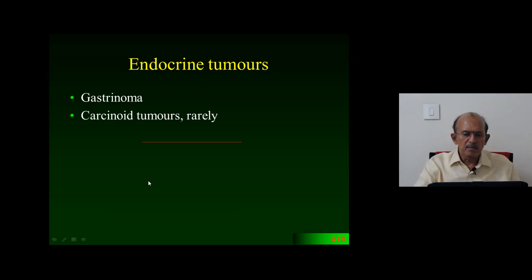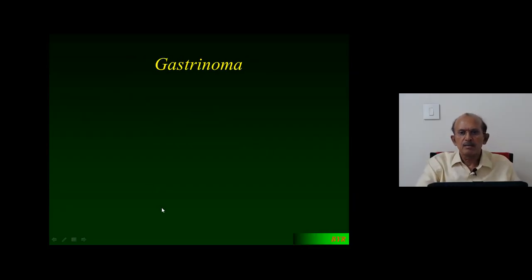It arises from the G cells. They are situated in the gastrinoma triangle. One of the contents of the gastrinoma triangle is the first and second parts of the duodenum. So there are G cells in the second part and first part of the duodenum. From the G cells, the gastrinoma tumors can arise. Really, the endocrine tumors can also be due to carcinoids.